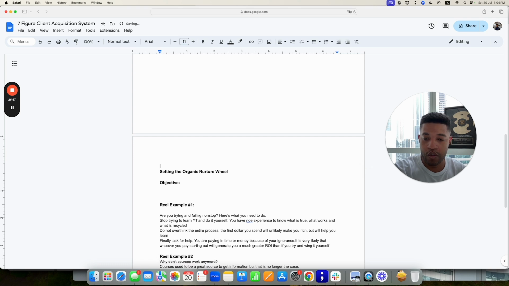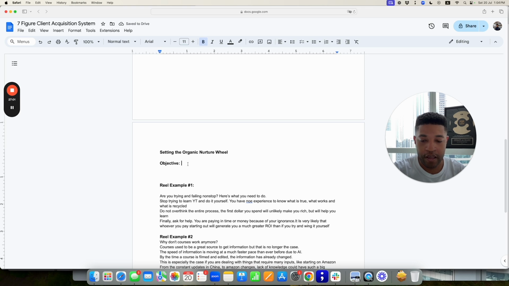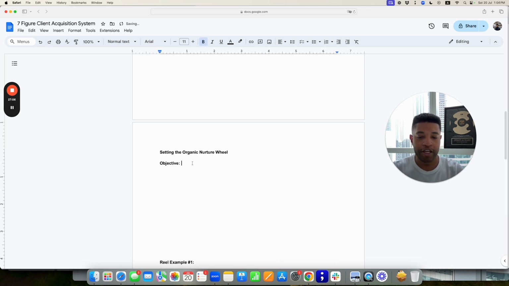We see how it goes. We're getting the right people. Then the nurture wheel will take care of the rest. Let's go through the nurture wheel here. What is the objective? The objective of this is to work on desire and stimulate action. And how do we do this?